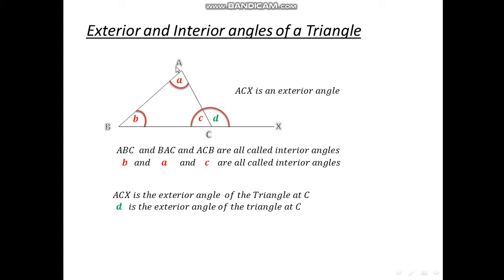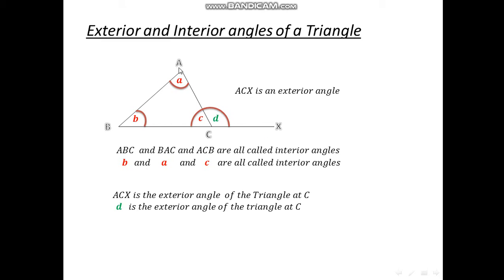And ACB, which letter in the middle? C. So I mean the angle C. So you can write it in both ways, correct. If you say the angle ABC and BAC and ACB are all called interior angles, or you can say B and A and C are all called interior angles, they mean the same. They are different expressions, but they mean the same thing. They mean the same angle.